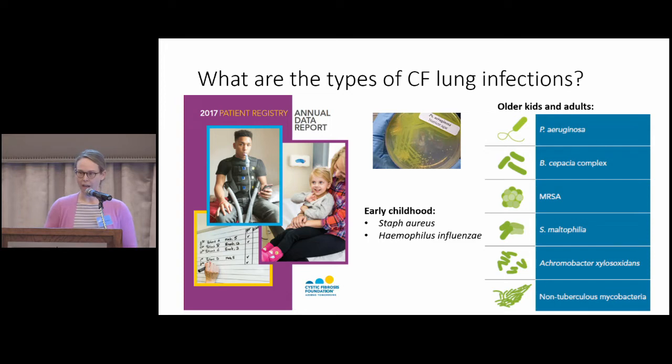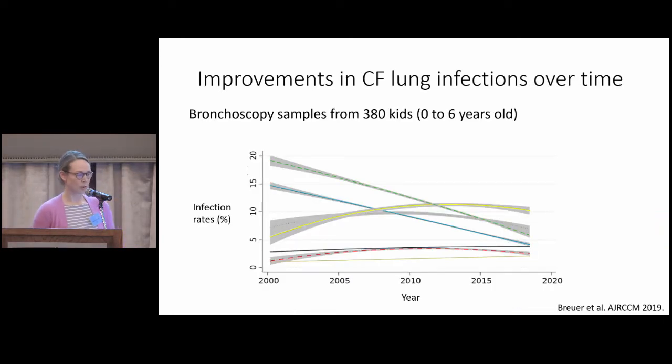So we know what these things are. We know how often they happen in people with CF, and we know that these are some of the bacteria that are important in terms of targeting our treatments towards. And we also know that the rates of these infections have changed over time, and we've seen a lot of improvements with our current tools to fight these things over time.